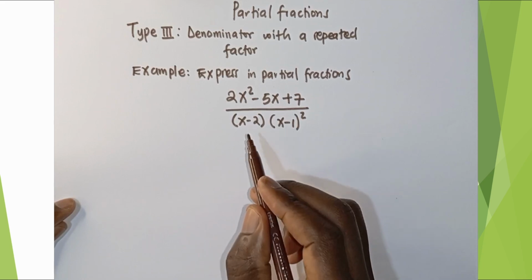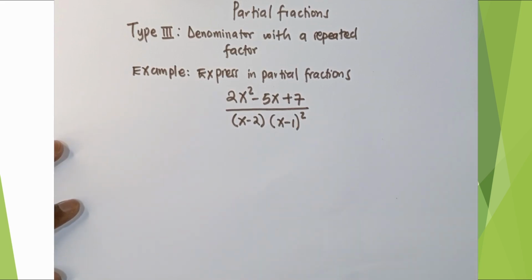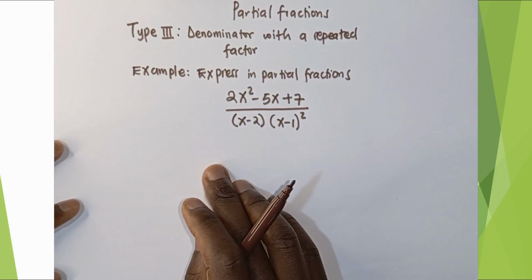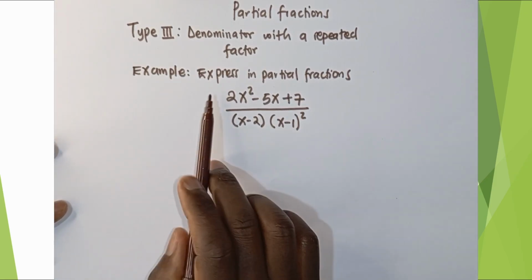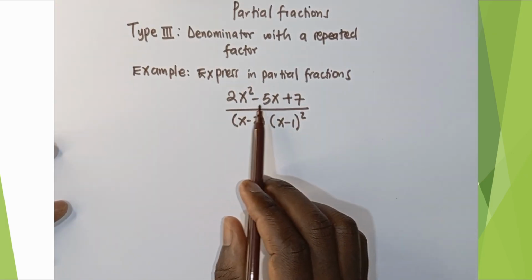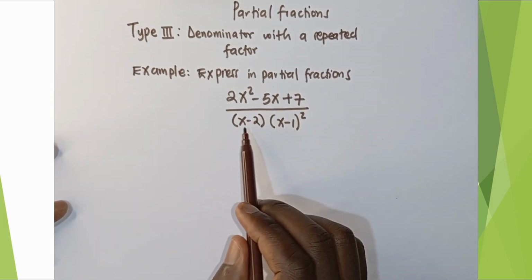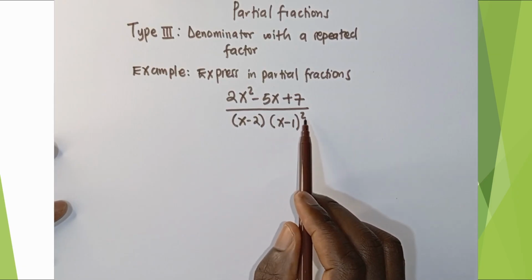Now, how do we go about it? How do we solve it? In this case, this is how we solve such a partial fraction. In this example, they have told us to express in partial fractions 2x squared minus 5x plus 7 out of x minus 2 into x minus 1 squared.